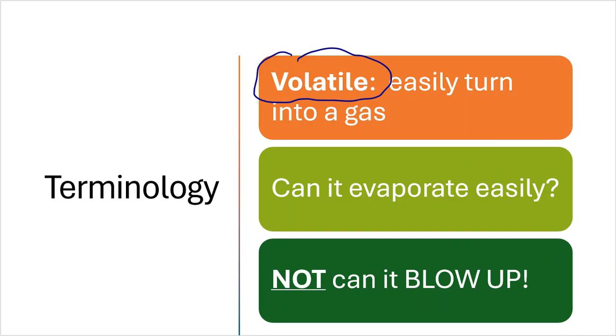Volatile in our type of situation basically means it can easily turn into a gas. That is all that volatile means. Volatile does not mean it goes boom. That is not what goes on here. Volatile just simply means it can evaporate very easily. That is what that term means.